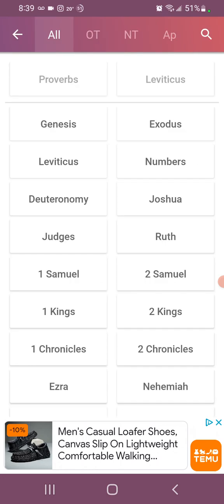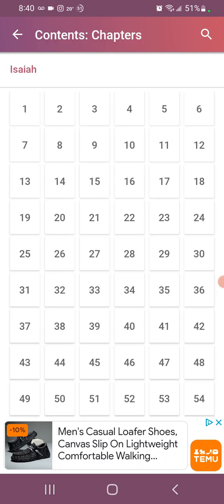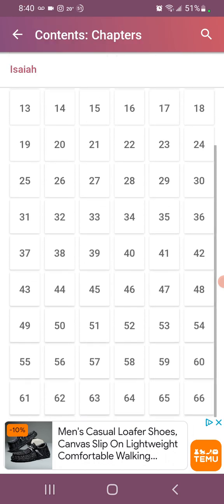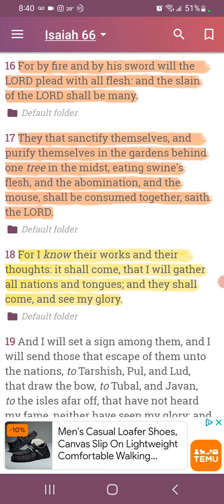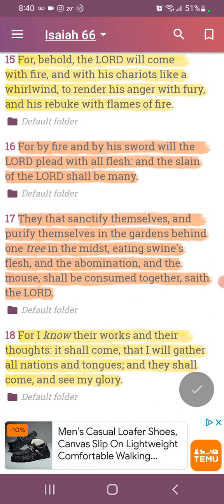And let's move over to the book of Isaiah. Let's read the book of Isaiah, chapter 66 and 16. Right? This is the book of Isaiah, chapter 66 and verse 16. For by fire and by his sword will the Lord plead with all flesh, and the slain of the Lord shall be many. Verse 17. They that sanctify themselves, and purify themselves in the gardens behind one tree in the midst, eating swine's flesh, and the abomination, and the mouse, shall be consumed together, saith the Lord.